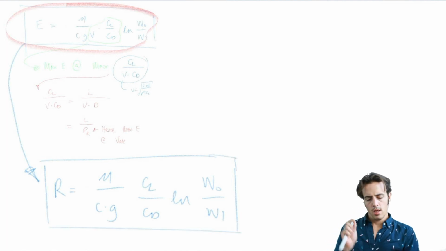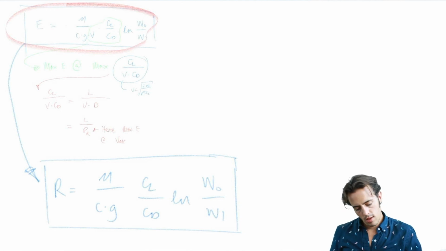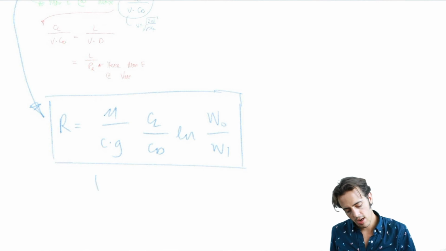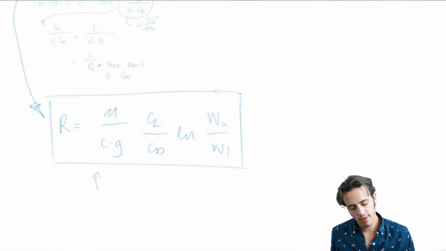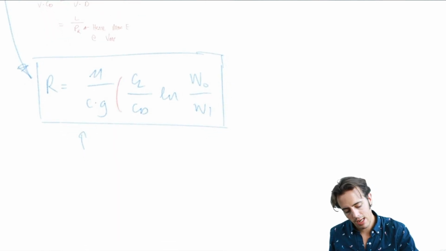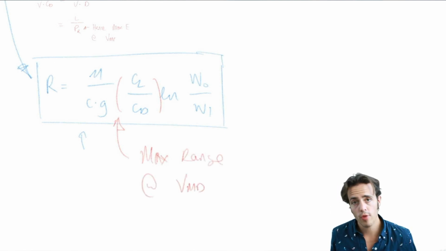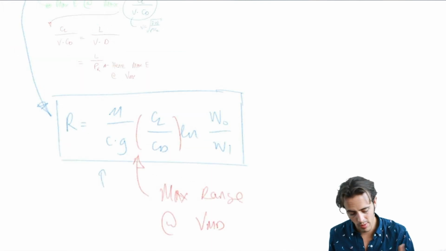Okay, so this is something really important. We've just shown that the range of our propeller driven aircraft is given at the maximum value of CL on CD, which we know occurs at the minimum drag speed already. So we've shown that max CL on CD occurs at VMD.